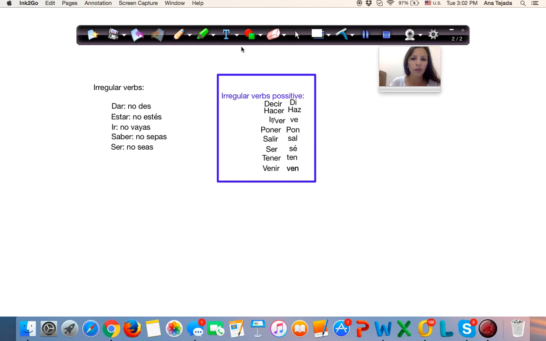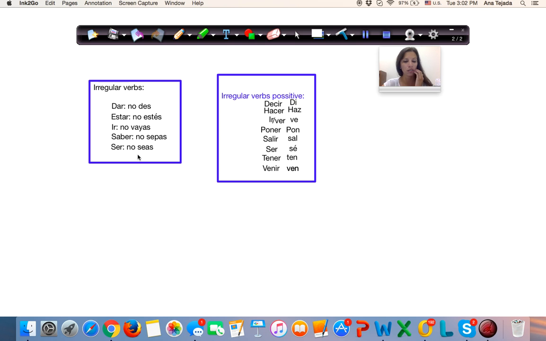But we also have irregular verbs in the negative conjugation, in the negative command. Those are going to be dar, no des; estar, no estés; ir, no vayas; saber, no sepas; y ser, no seas.